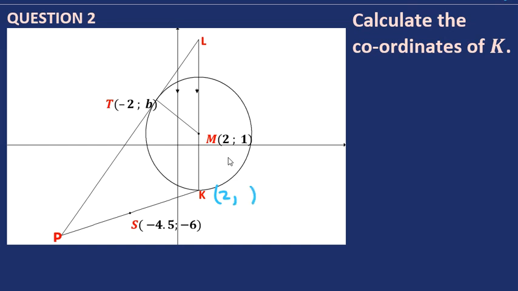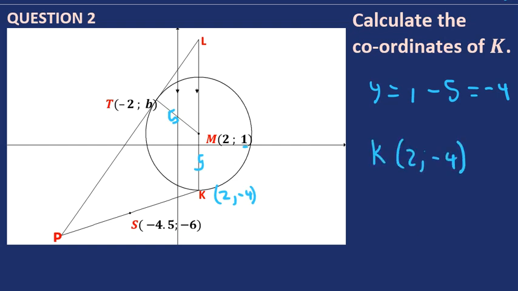And to find the y-coordinate, remember, we know that the radius is 5 everywhere. So if the radius is 5 there, the radius will also be 5 here. So the distance from M to K is 5 because that's the radius. So to find the y-coordinate, we can take the 1, and since we're going down, we get -5, and this will give us -4, and that is the y-coordinate of K. So the coordinate of K will be (2; -4). Let's go now to question 3.